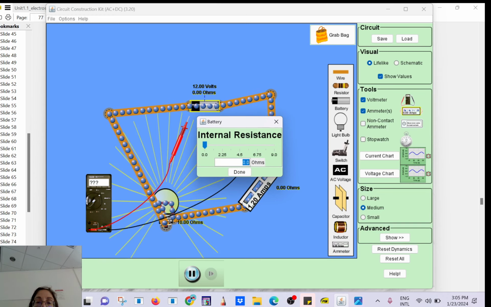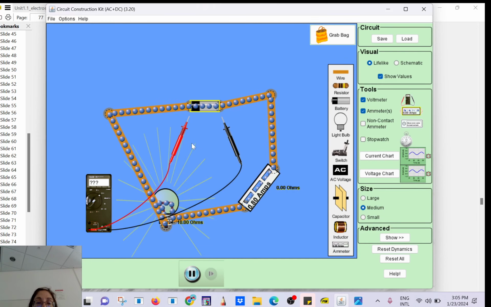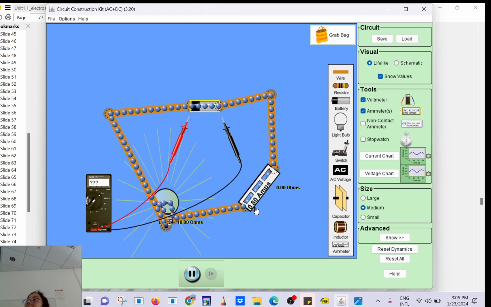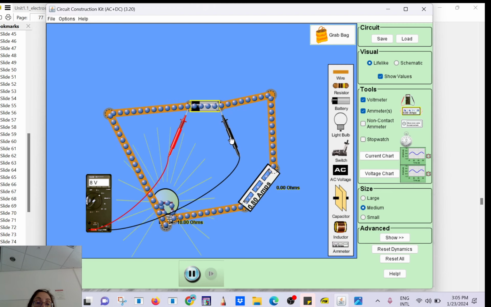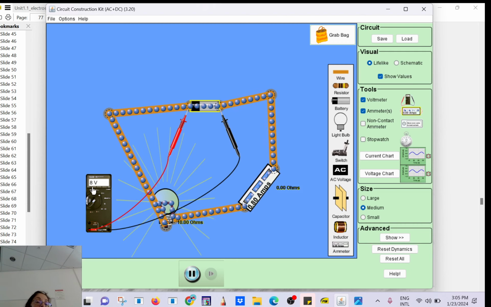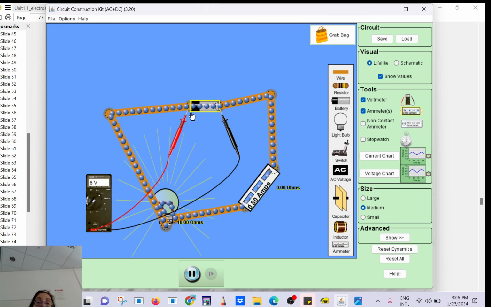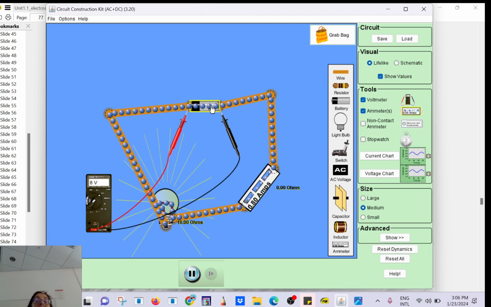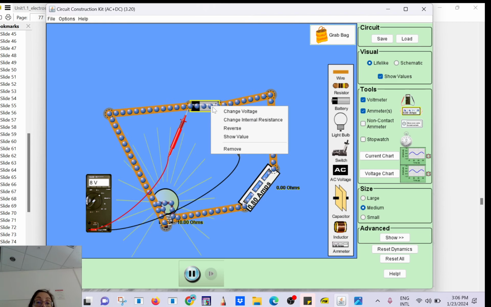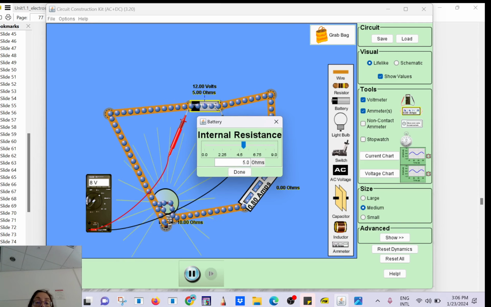So I'm going to increase the resistance inside. Let's say it's 5. What's happening to the current now? It decreases, okay? Let's measure the voltage. Do I still have 12 volt? No, 8. I have 8. Why is that? Because you have 12 volt to begin with. How much is the resistance inside? We said 5.